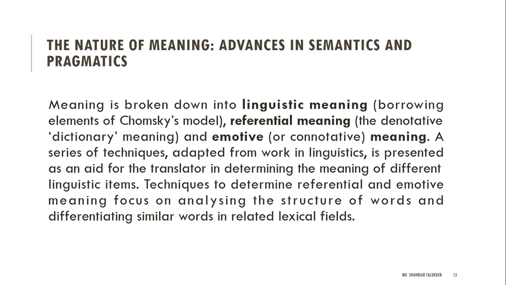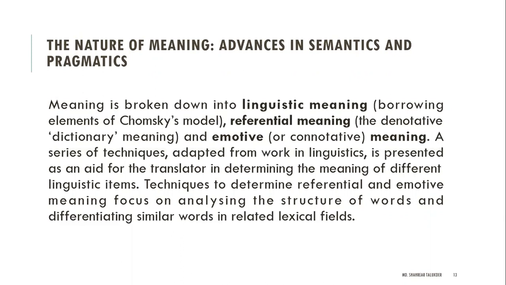A word will have its meaning. It will have linguistic meaning, it will have referential meaning, that is dictionary meaning, and also it will have emotive meaning, that we call connotative meaning. Now, how does it work? Linguistic meaning means he borrowed the linguistic ideas from Chomsky's model, Chomsky's theory that we have already mentioned, that is generative transformational grammar. From there he has borrowed linguistic meaning, how it has a certain structure, and how the meaning works in a certain structure.